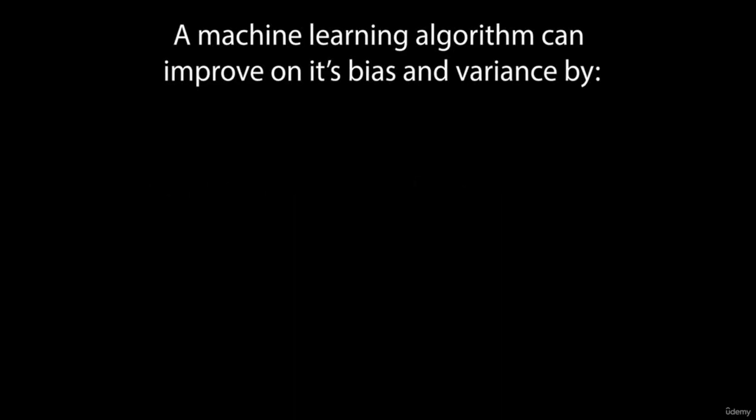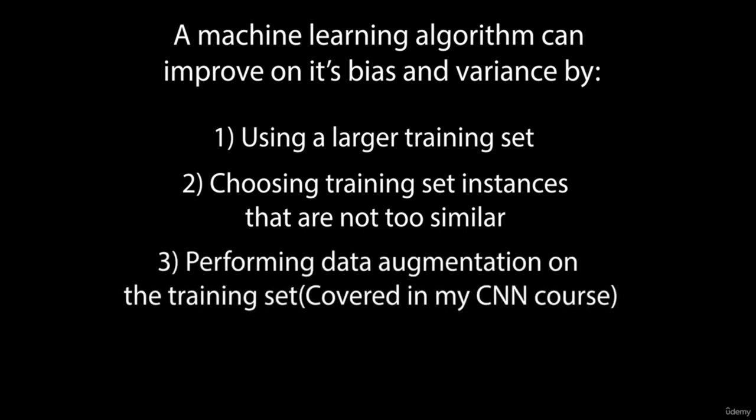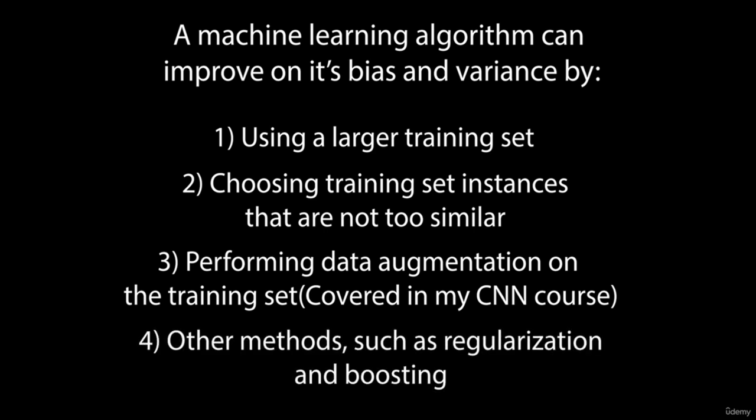A machine learning algorithm can improve on its bias and variance by using a larger training set, choosing training set instances that are not too similar, performing data augmentation on the training set, as well as other methods such as regularization and boosting. In this video, we are going to cover a very basic overview of decision trees, an algorithm that can be used for both regression and classification problems.